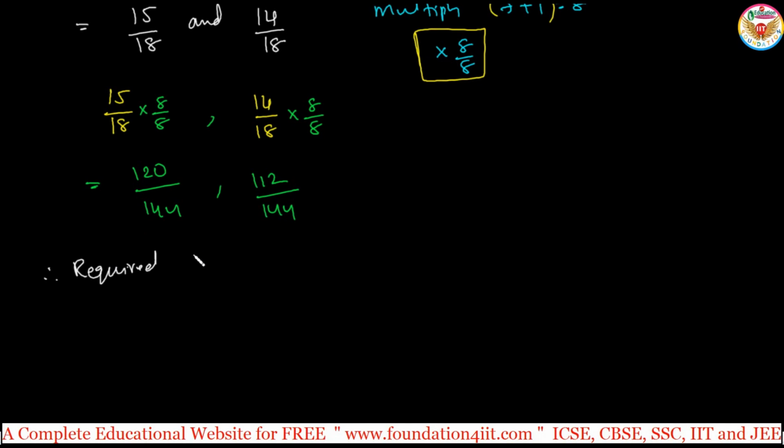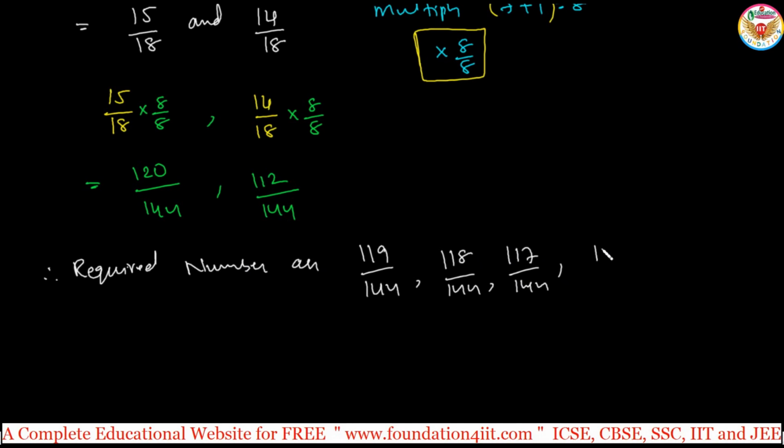So we need to find 7 rational numbers. So the required numbers are, 120 to 112, it is decreasing. So 119 by 144, 118 by 144, 117 by 144, 116 by 144, 115 by 144, 113 by 144, and 112 is only there. So 114 is missed: 114 by 144 and 113 by 144. So these are the 7 rational numbers between them.